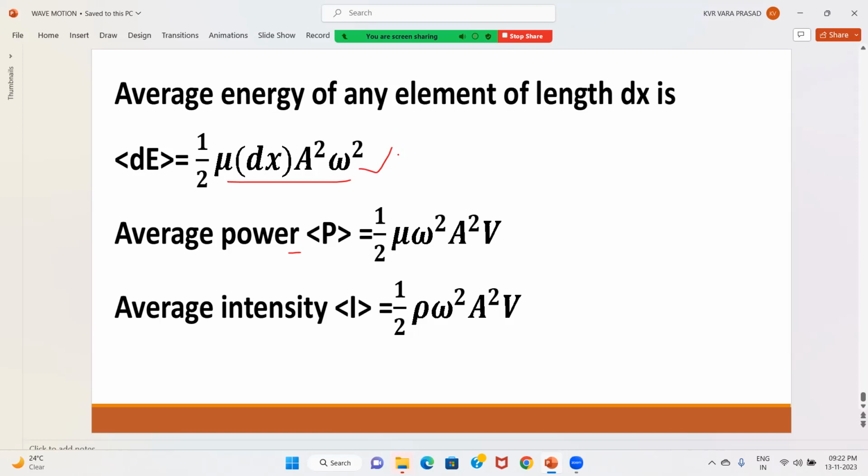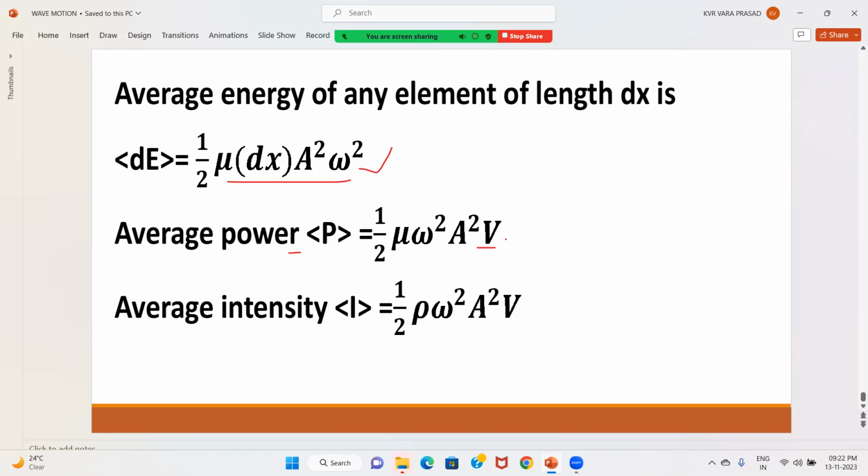Now let us calculate average power. Average power means the rate at which energy flows, taking the average value. That means differentiate this value. When we take the derivative, dx by dt becomes the velocity of wave. So we get half mu omega square a square times dx by dt, that is the velocity of wave.